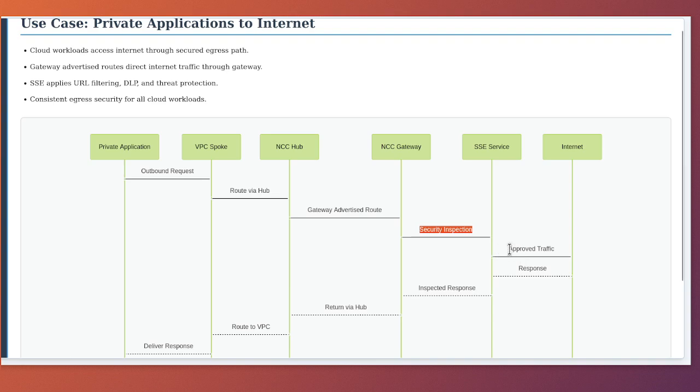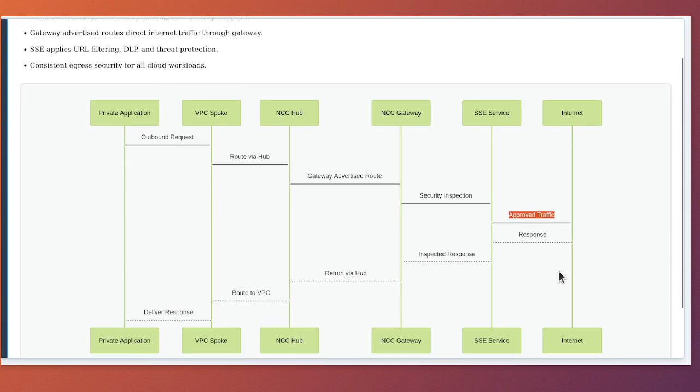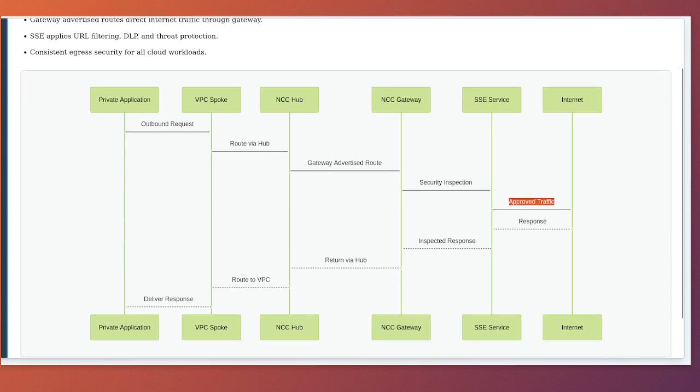The SSE service inspects the outbound traffic, applying policies such as Uniform Resource Locator filtering to prevent access to malicious sites, data loss prevention to protect sensitive data from leaving your network, and threat protection to block command and control communications. For approved traffic, the SSE service routes it to the Internet where it reaches the requested external resource. The response traffic follows the reverse path, flowing through the SSE for inspection before returning through the NCC Gateway and Hub to the VPC spoke.